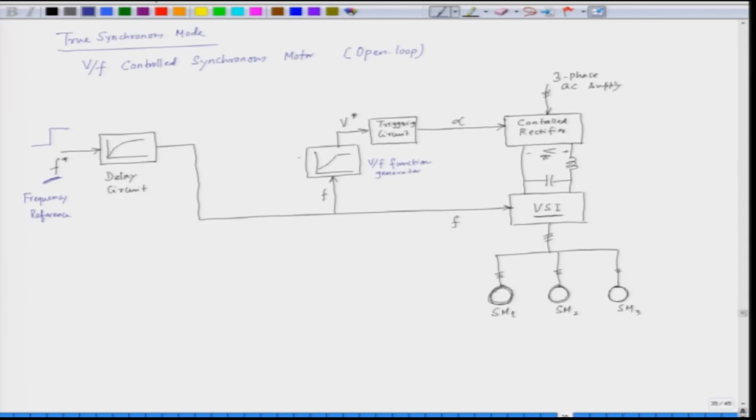In fact, we have a curve where the y axis is the voltage and the x axis is the frequency. So, if we know the frequency, we can find out the voltage. So, this voltage reference is fed to the controlled rectifier, which decides the DC voltage, that is VDC. And the frequency command is fed to the voltage source inverter, which converts DC into AC of the same frequency, that is F. F is the fundamental frequency.